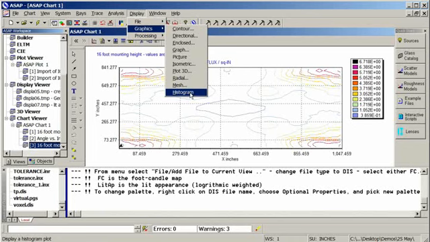So within ASAP, you're not limited to the graphical representation of your data or simply a large text file of information. You can look at your data in whatever way is most appropriate for your particular application.